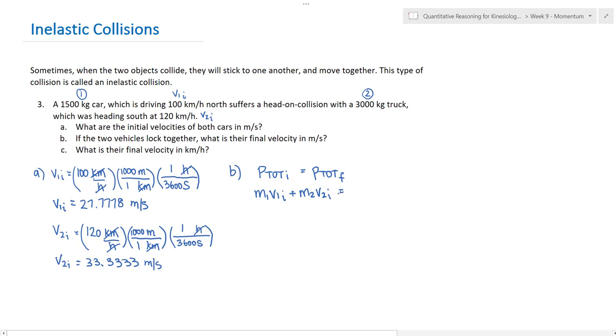Now how many objects do we have after the collision? Well, the collision was an inelastic collision where the two vehicles locked together. So that's the key there. We know the two vehicles locked together. And if they're locking together, that means they're moving together. And we're just going to treat them like they're one big vehicle or one big object. One object that's made up of two vehicles stuck together. Okay, so we really just have one object at the end.